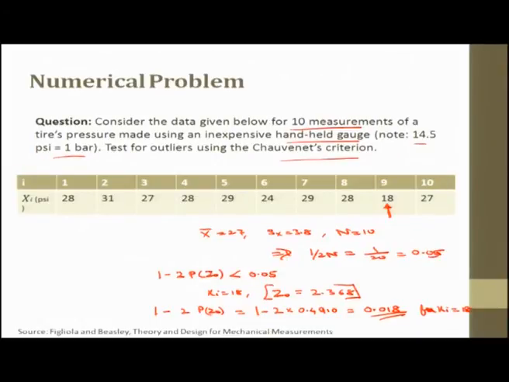and this is my 1 by 2n. So, I can see here that 0.018 is less than 0.05. Now, this implies that this xi is an outlier. So 18 is the outlier here. Also we can check another outlier if we like, if we are interested, we can even check whether 24 is the outlier here.